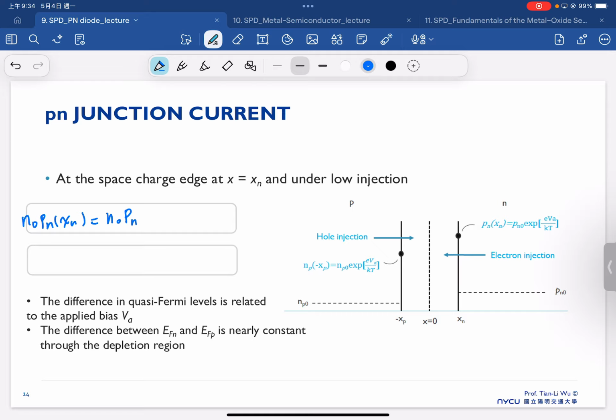Therefore Pn0 exponential VA over VT, and because n0 Pn0 is equal to Ni squared, this equation can be rewritten as Ni squared exponential VA over VT here.